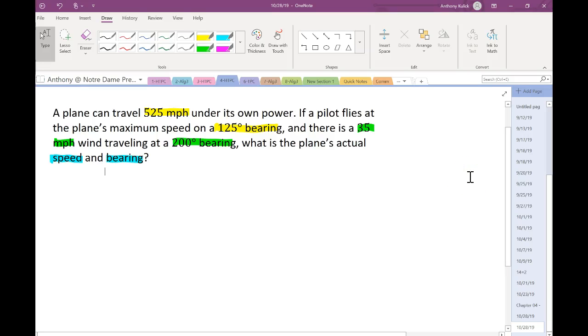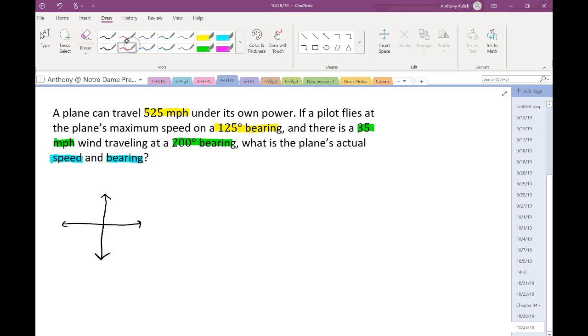So we're thinking about this as two parts. The first part is for the plane at 525 miles per hour and a 125 bearing. I'm going to start by drawing a picture. When I draw the bearing, we start from north and go clockwise 125 degrees. So here's 90, and then 35 more gets me to 125 degrees.